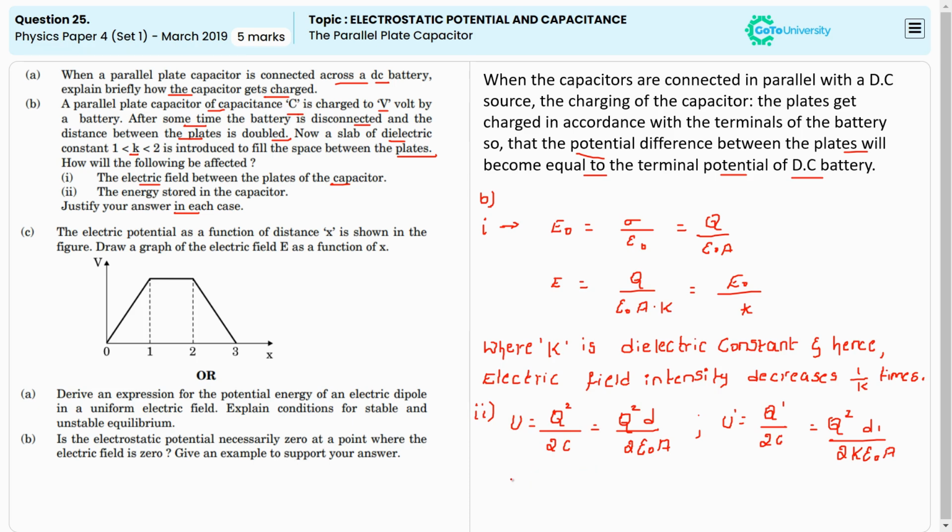That is, U dash is equal to 1 by K times Q squared 2D divided by 2 epsilon naught A, and U dash is equal to 2U by K. Therefore, since K is greater than 1 and less than 2, U dash is greater than U. Therefore, the energy stored between the plates increases.